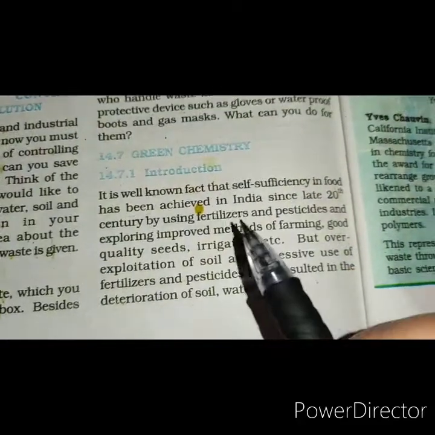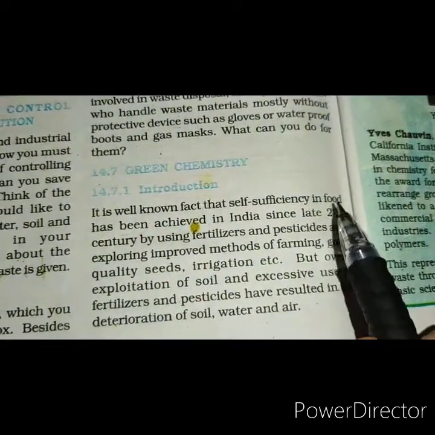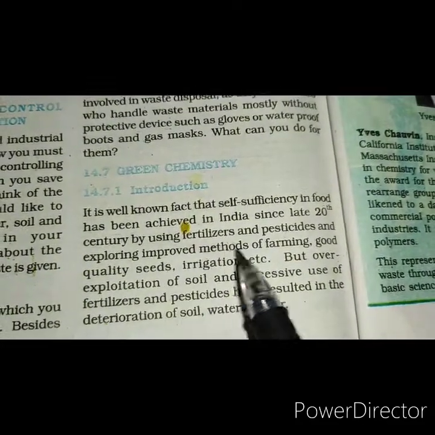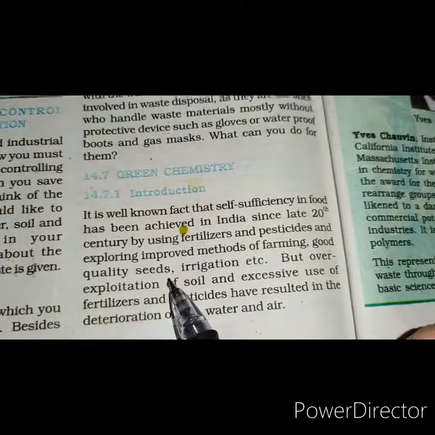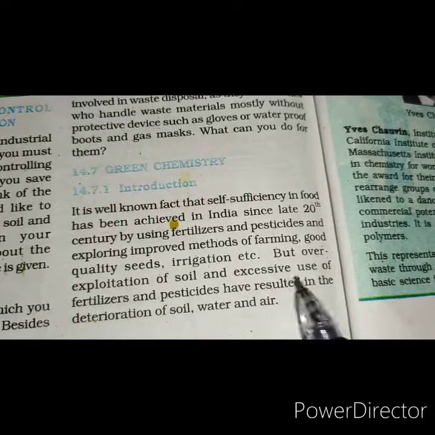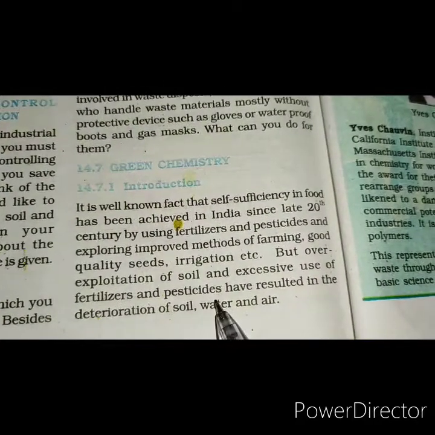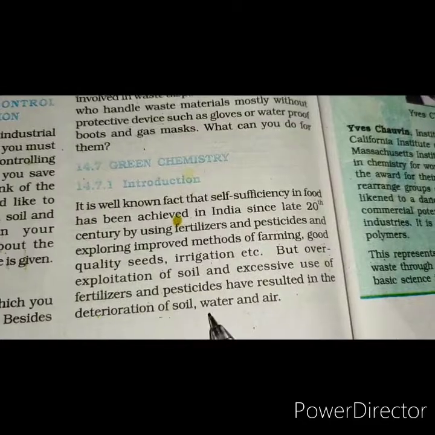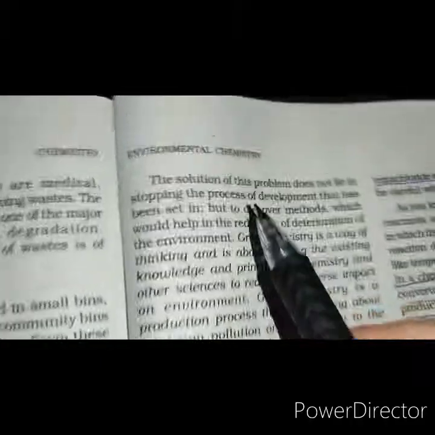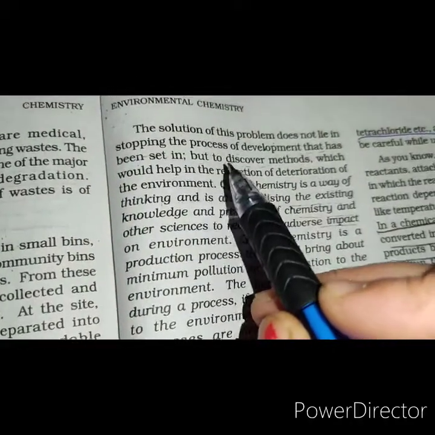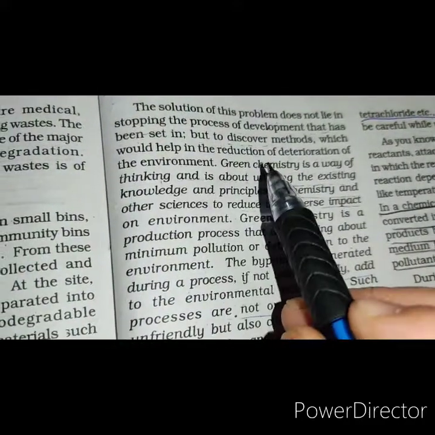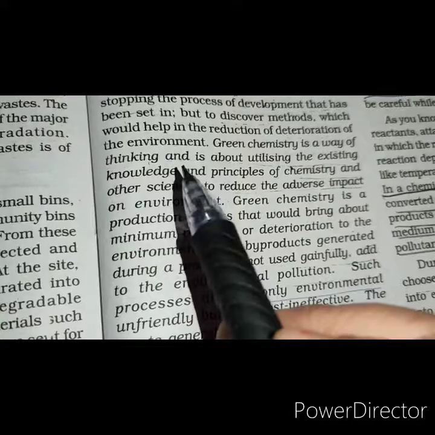Green chemistry. India attained self-sufficiency in food by using fertilizers, pesticides and exploring improved methods of farming, good quality seeds and irrigation. But over-exploitation of soil and excessive use of fertilizers and pesticides resulted in the deterioration of soil, water and air. So the solution to this problem does not lie in stopping the process of development, but in discovering methods which would help in the reduction of deterioration of the environment.